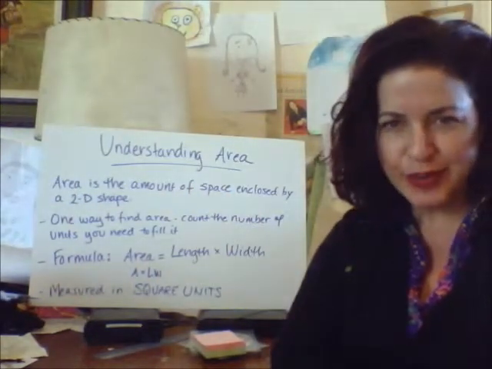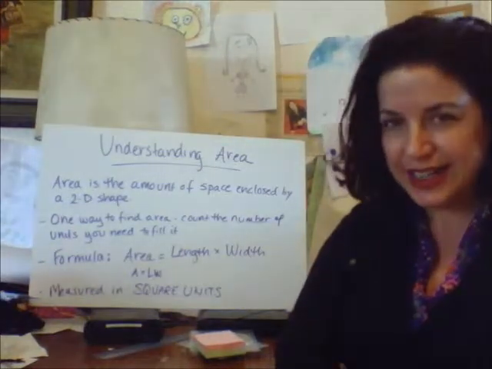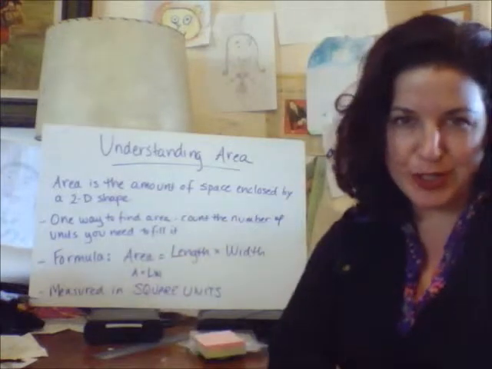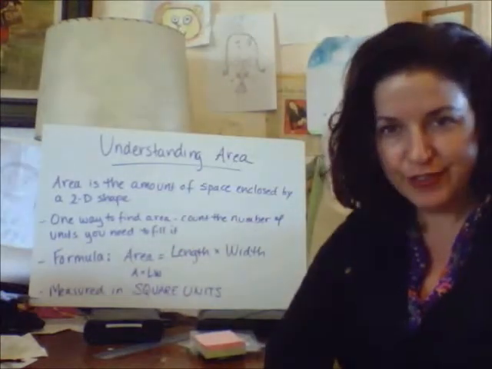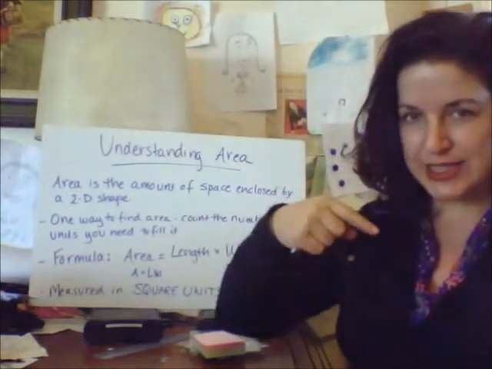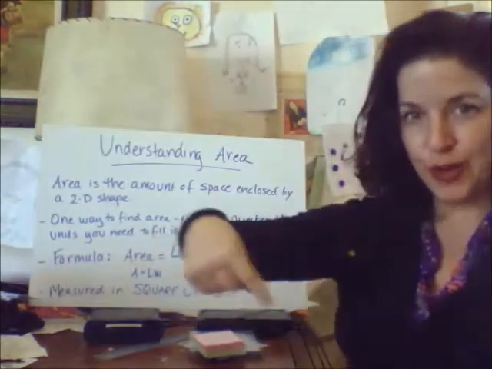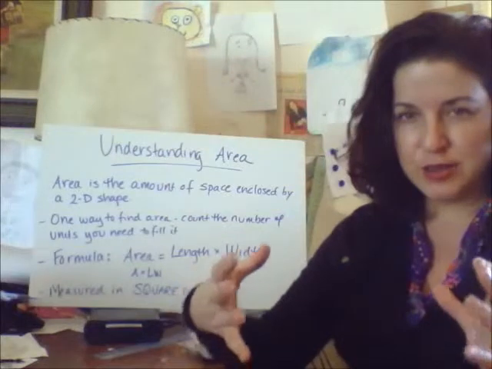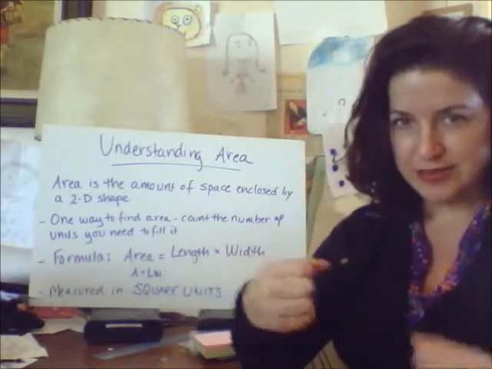It's pretty straightforward. Area is just the amount of space that is enclosed by a two-dimensional object. Okay, it's different from perimeter. Perimeter is the length around the two-dimensional object. Area is the space enclosed inside it.